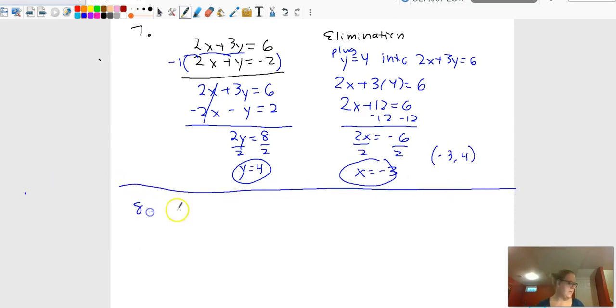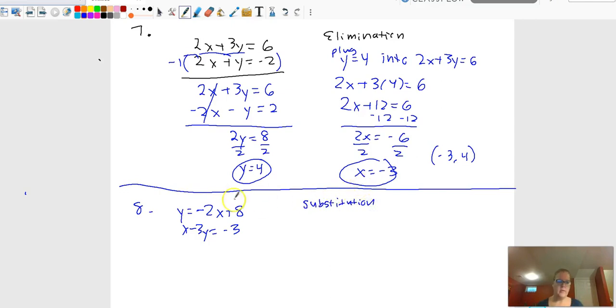Last one, number 8. y equals -2x plus 8, and x minus 3y equals -3. So again, since I've already solved for a variable here, we're going to do this by substitution, unless they tell me to do a different method.